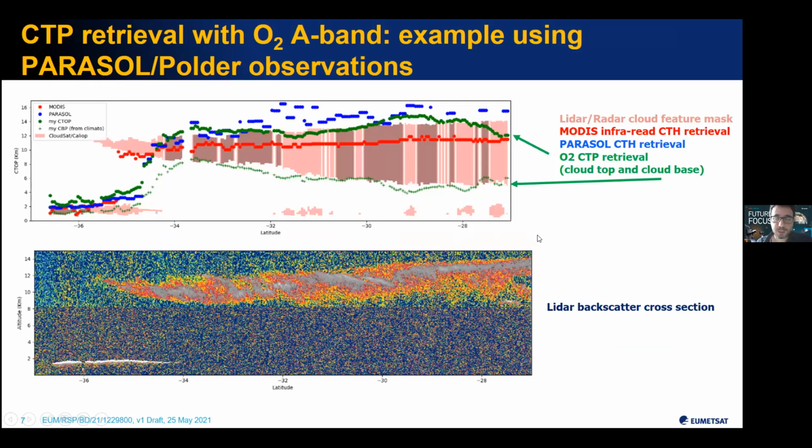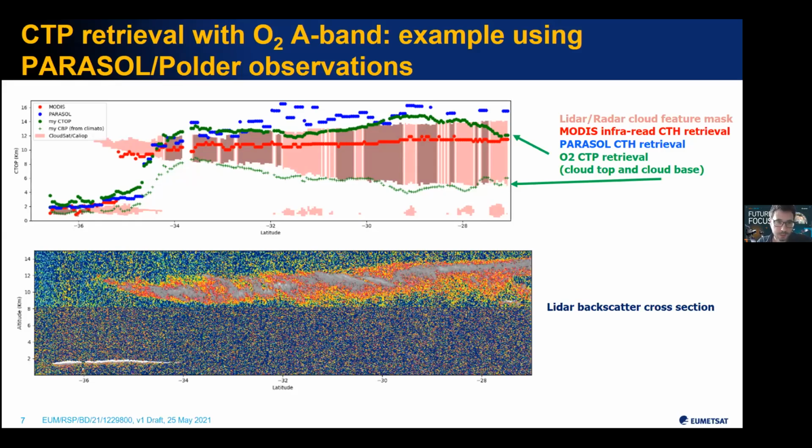Another example here is where we're looking at a cross section of a cloud. On the bottom panel, we see the reflectance, so the observation from the cloud LiDAR. It's the backscatter from the LiDAR that shows the vertical structure of the clouds.